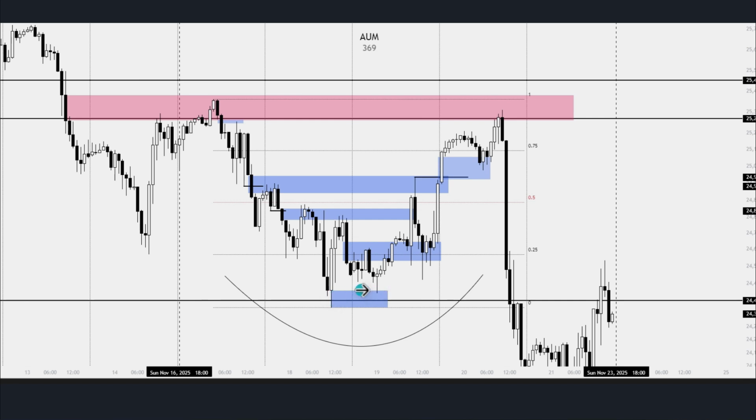Now, every key PD array on the left side of the curve will be rebalanced on the right side of the curve. As you can see, price takes support on the rejection block, moves higher, closes above the PD array.